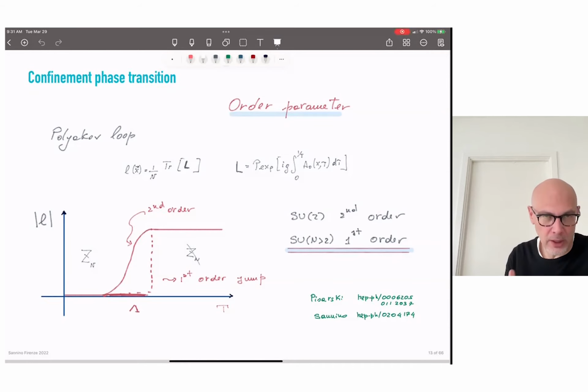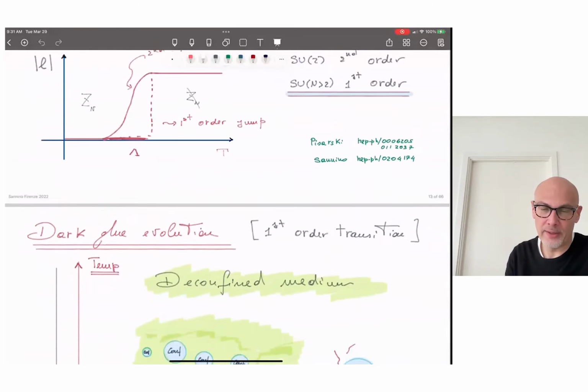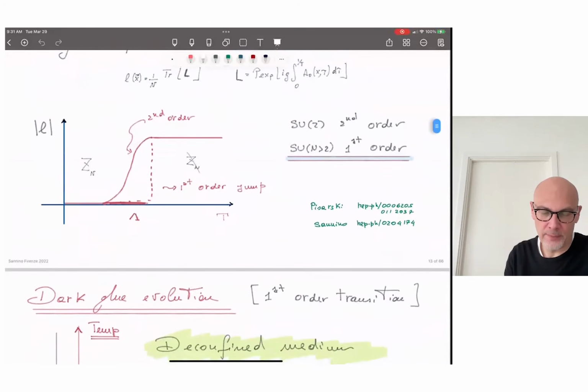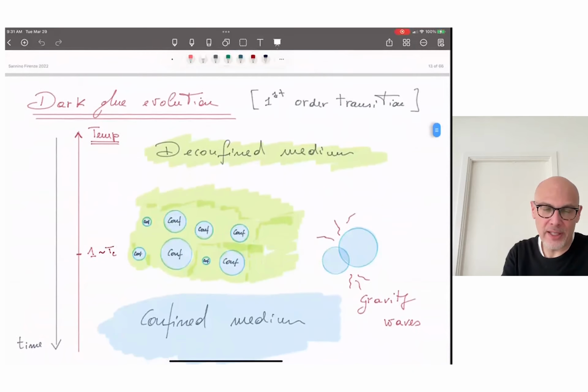In real life, you will only see physical objects, right? You don't see a Polyakov loop, so you have to reconstruct the Polyakov loop action out of physical quantities. All right, good. So how does this transcribe into the dark glue evolution in cosmology?